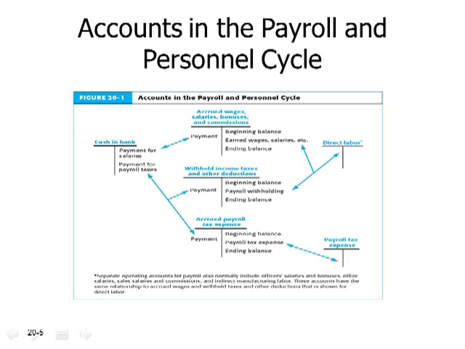And so here we see the general ledger accounts that are used in the payroll and personnel cycle, and obviously we use cash because we pay staff. We have accrued wages, salaries, bonuses, and commissions because sometimes our payroll cycles don't end on the exact same month-end or year-end statement date. We have withholding income taxes and other deductions, which is a liability account, as are accrued wages, salaries, bonuses, and commissions.